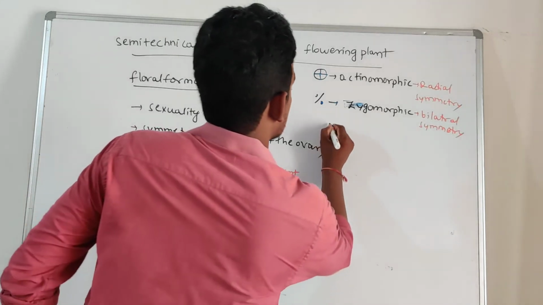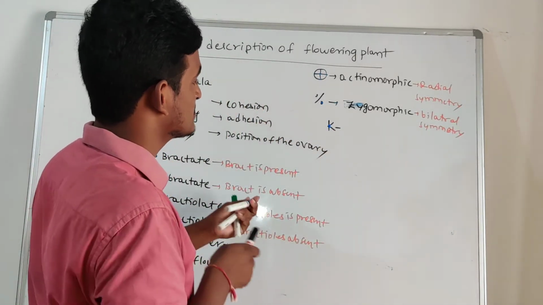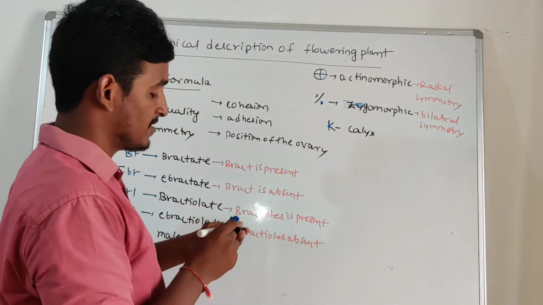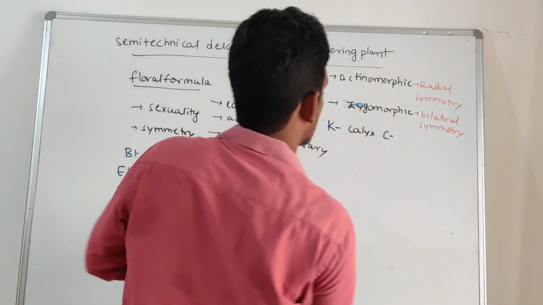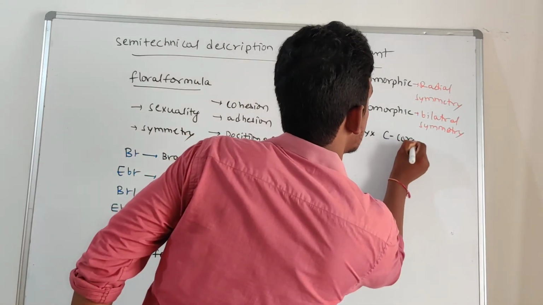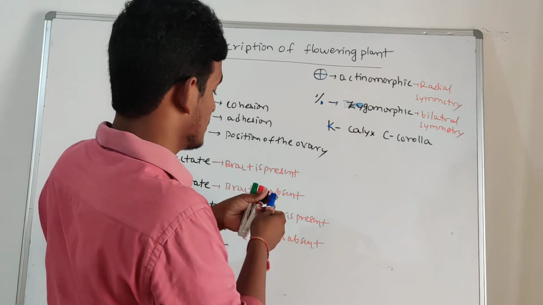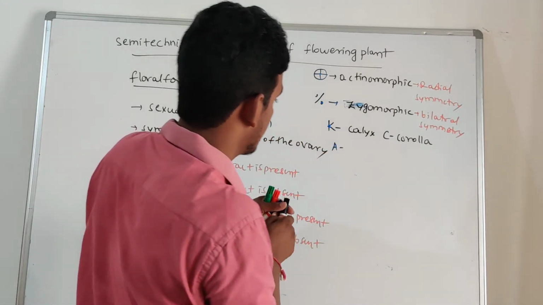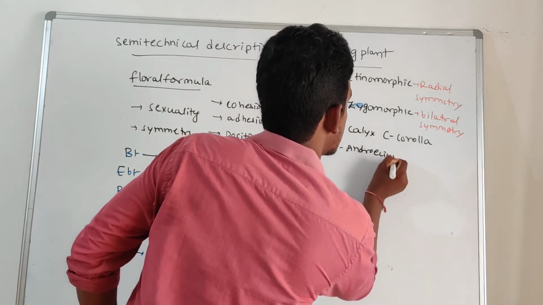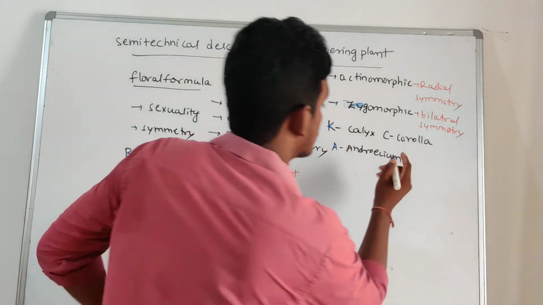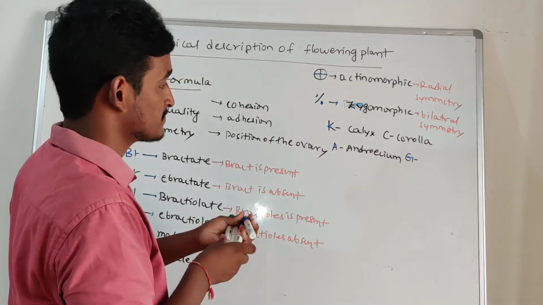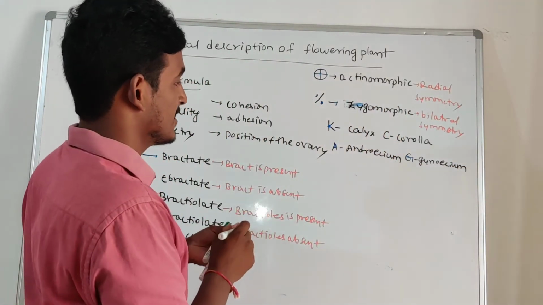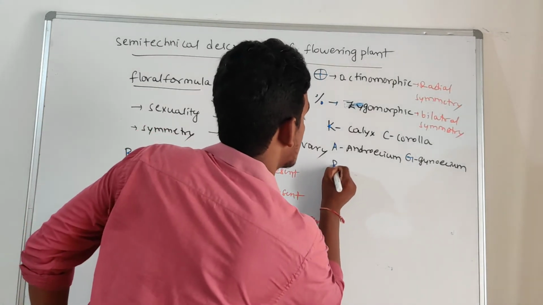Later, the various floral parts. Calyx, the fusion of sepals, is represented with K. The fusion of petals, the corolla, is represented with C. The collection of stamens, the androecium, is represented with A. The collection of pistils or carpels, the gynoecium, is represented with G. Here the perianth is represented with P.